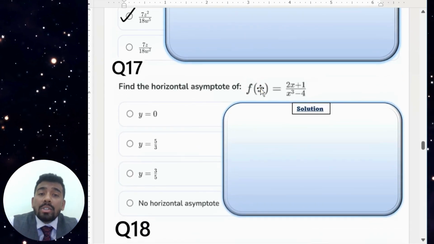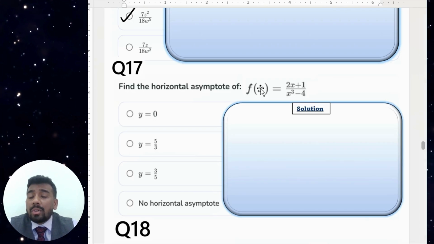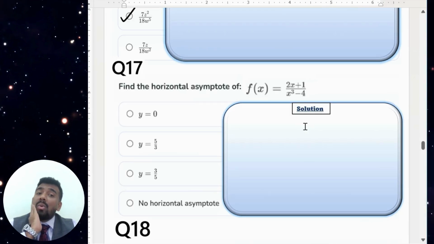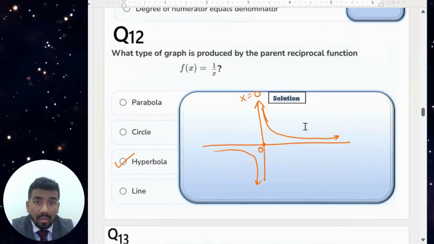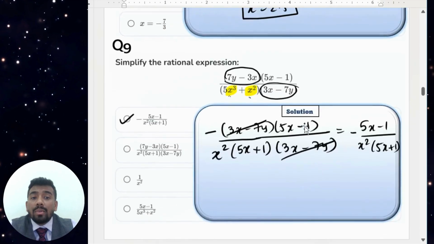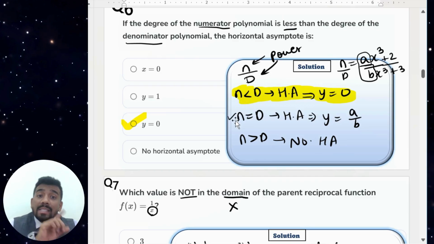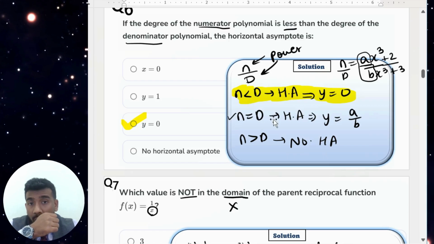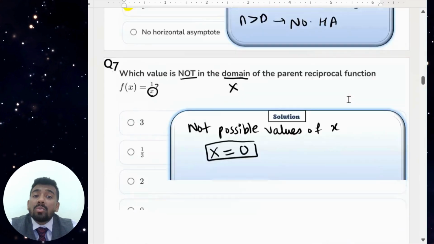Next, find the horizontal asymptote. Now, everybody knows how to find the horizontal asymptote of a function. Remember I told you in the first class, let's go up. What was the rule I gave you? Remember horizontal asymptote? HA. When the numerator is less than, numerator equal, numerator more than. The numerator's power, if it's less than, then the horizontal asymptote is y0.